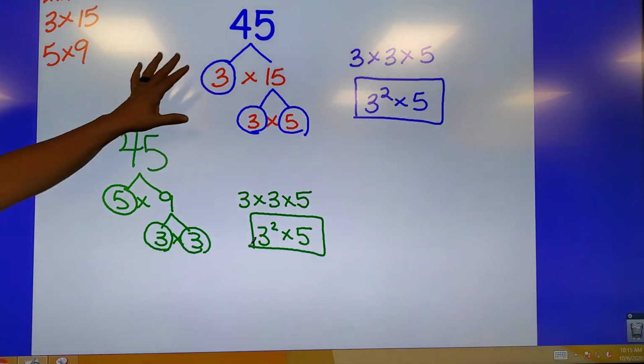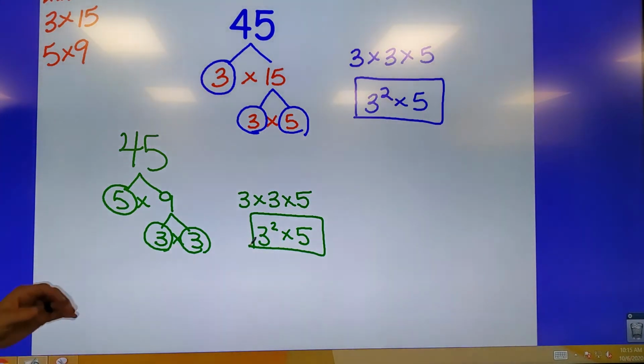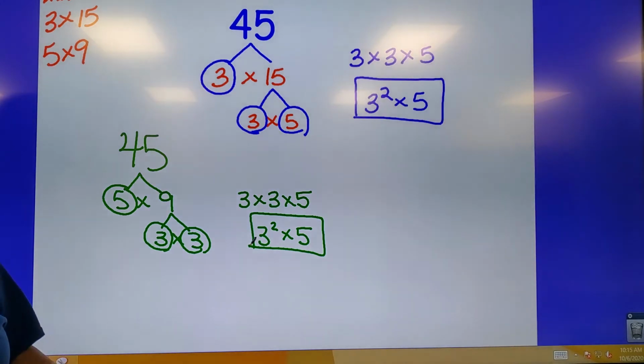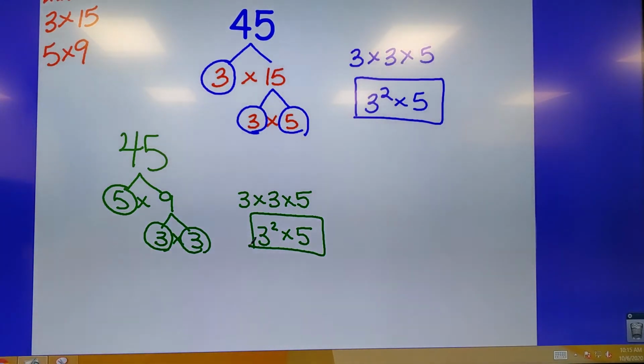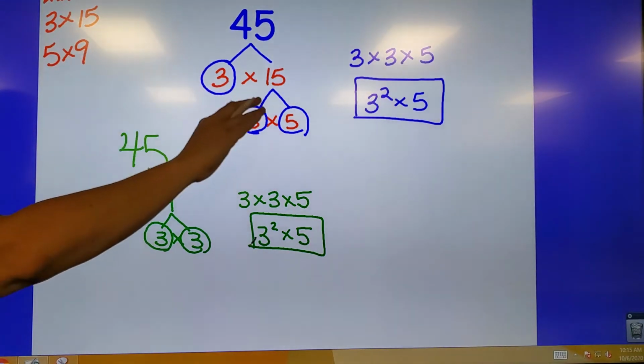So these trees look very different, but again, it's going to give us the same answer. So it's going to be totally your choice on what you choose to use. Just remember, you can't choose 1 times 45. That will not work.